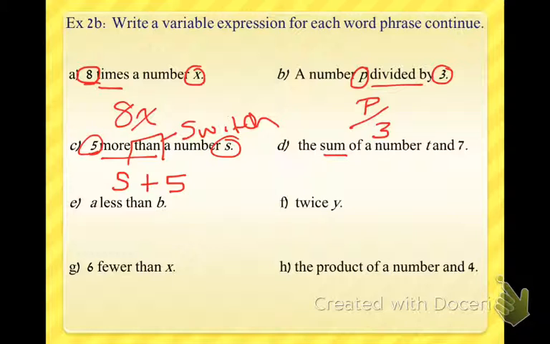D, the sum of a number t and 7. You leave it the same; you're not switching them. So it would be t plus 7. Notice how I did the t. It's curved. It doesn't look like the plus sign. I do not want to see that. t plus 7.